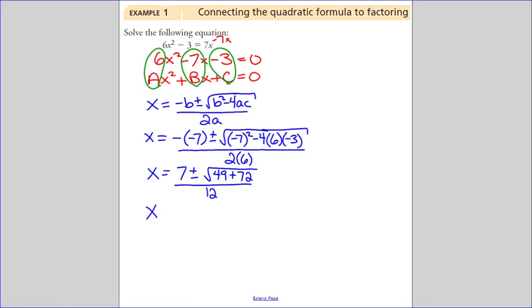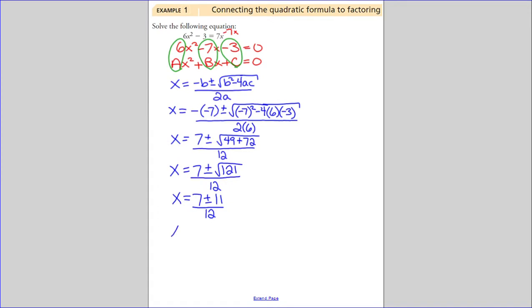Now what I have is 7 plus or minus the square root of 49 plus 72, which is 121, all over 12. We can take the square root of 121, that's 11, all over 12, and then we're almost done because we can then take a look at this in terms of this plus or minus part, which we haven't really talked about yet.